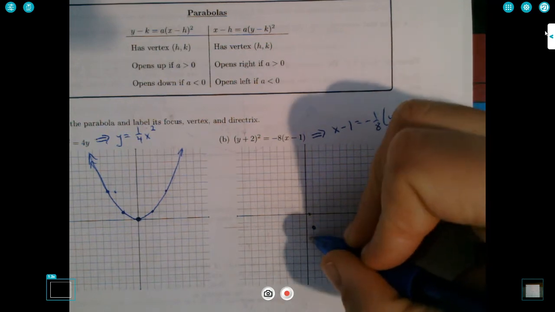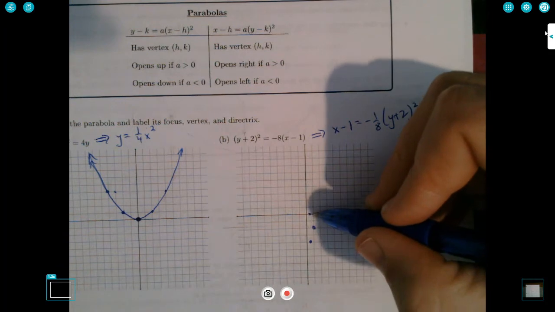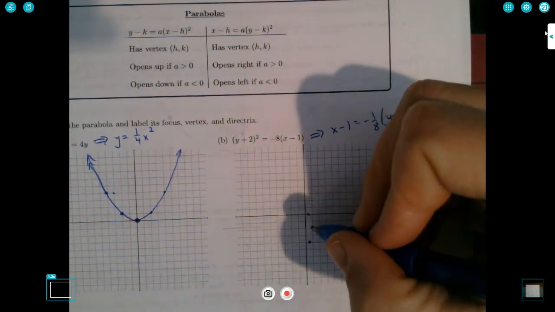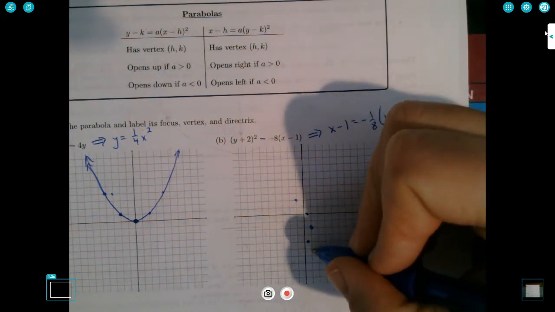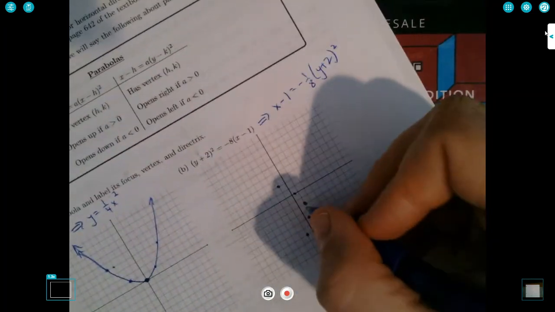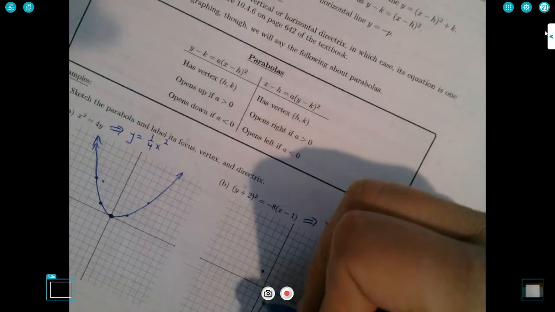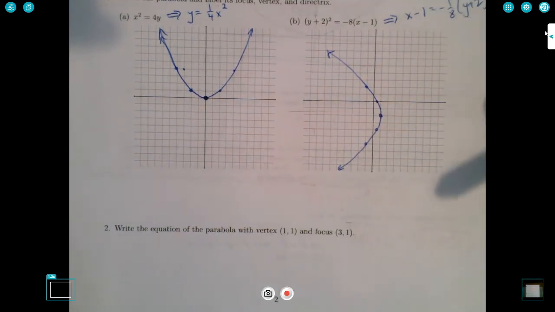This one's really wide. If we went 4, 1, 2, 3, 4, usually it would be 16, but we divide by 8 and get just 2. So 1, 2, 3, 4, 1, 2. So this is a really wide parabola. But anyway, that's good enough to get an idea of what the curvature of this thing is. And that's that.